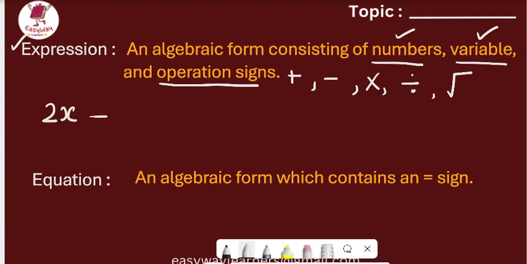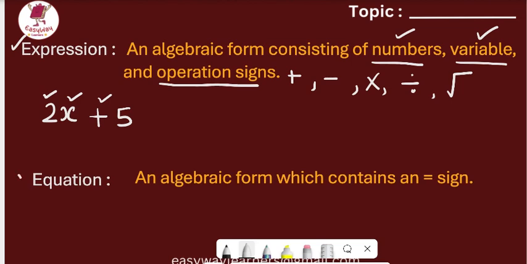For example, 2x plus 5. You can see here we have a numeral, we have a variable, we have an operator or operation sign, and we have another number. So this is an expression.